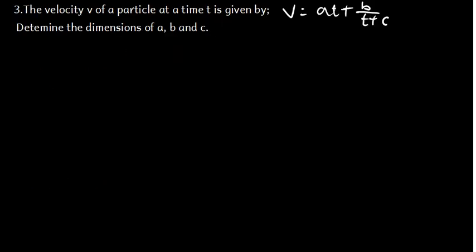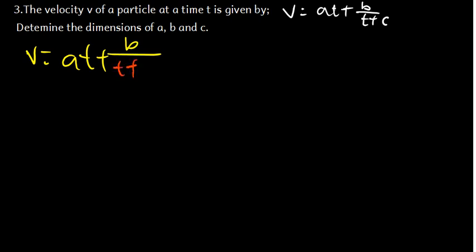The next question is saying the velocity v of a particle at a time t is given by the formula v is equal to at plus b divided by what?